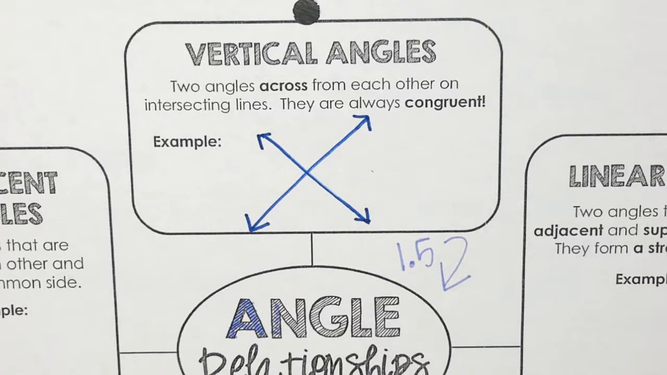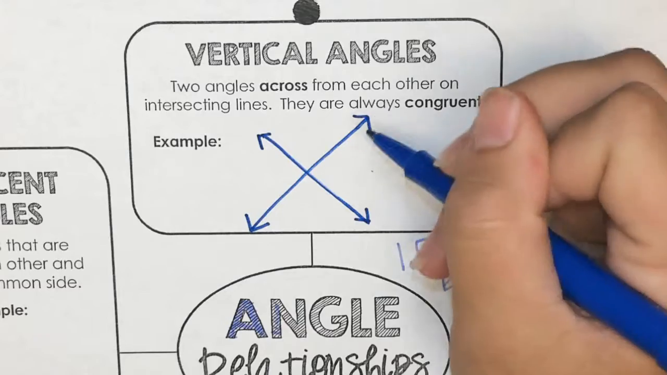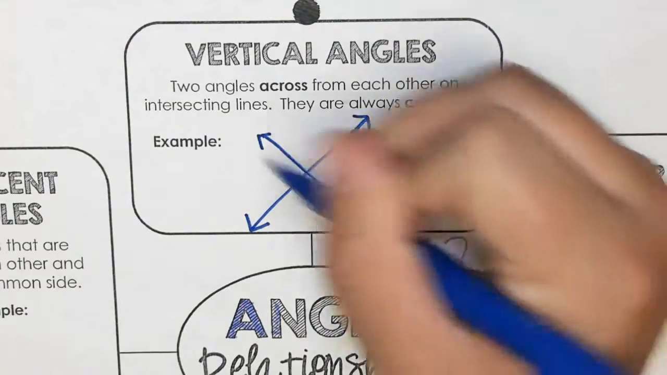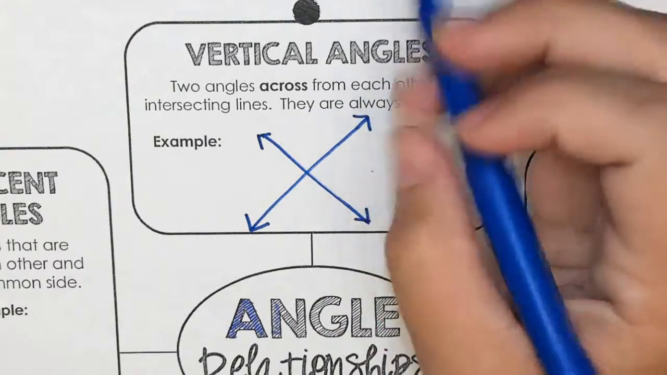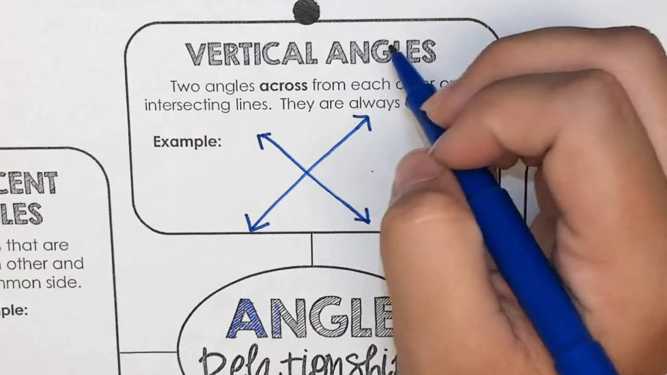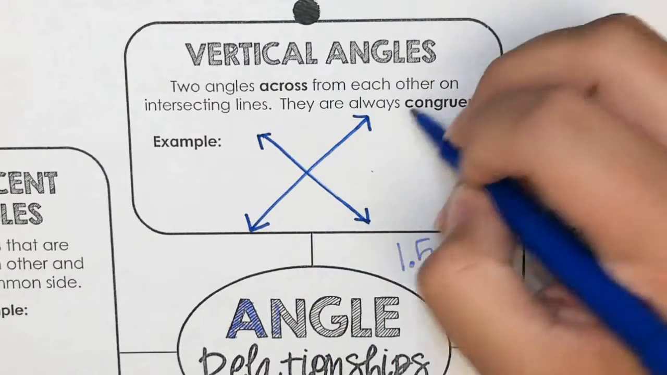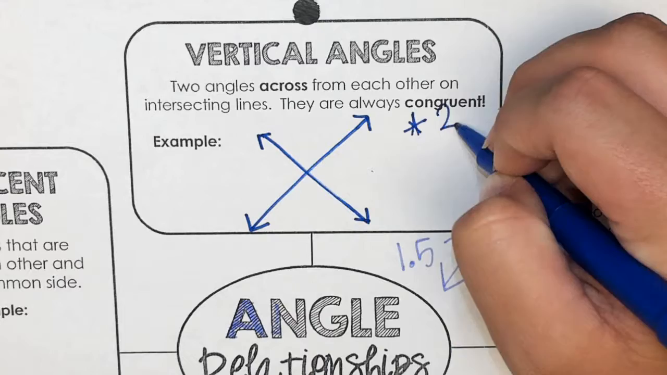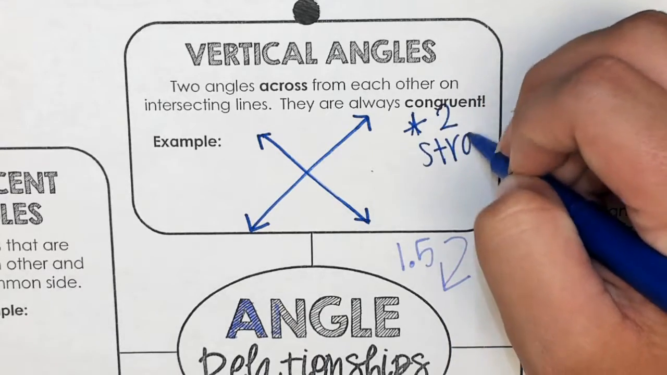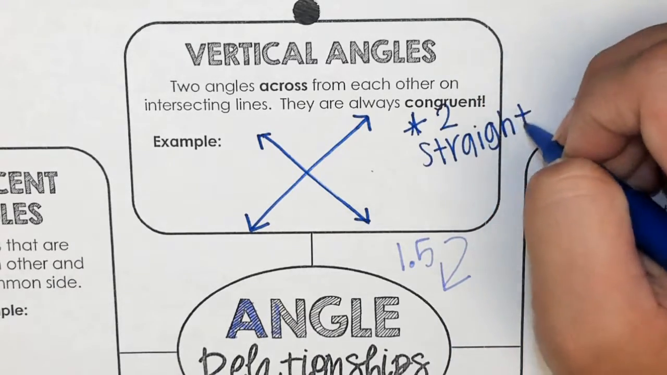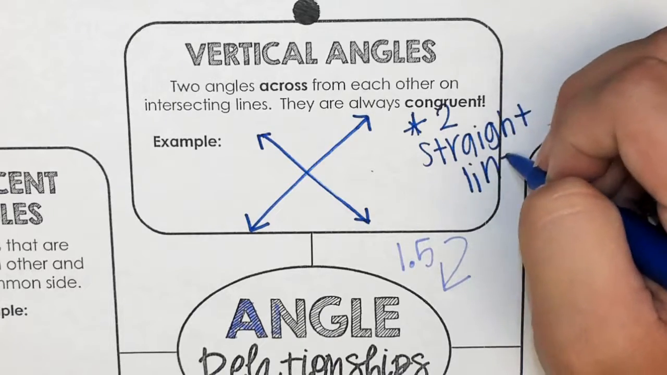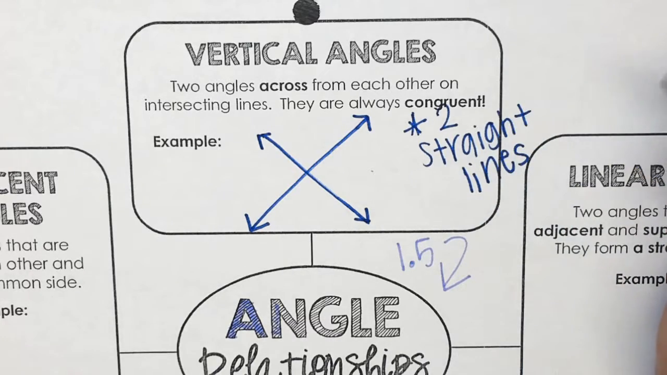Here's the thing that's important about vertical angles. What kind of lines did we just make? It's an intersection, but what kind are they? They're straight, right? So vertical angles are made by two straight lines. Okay, well, why do we need to know that?